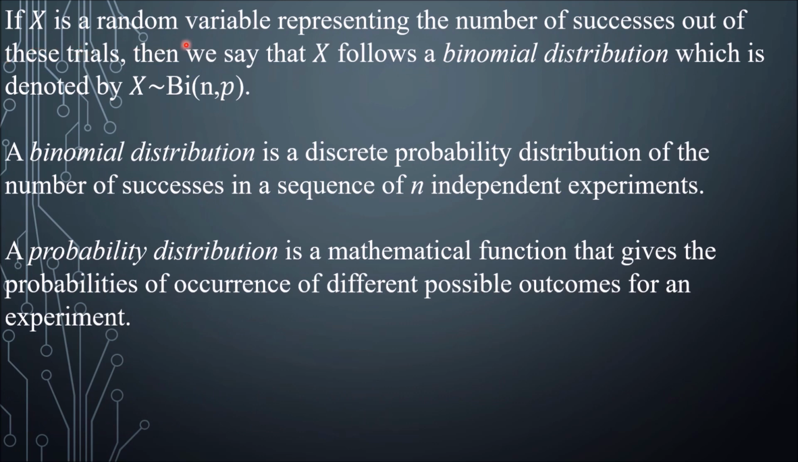If X is a random variable representing the number of successes out of these trials, then we say that the random variable X follows a binomial distribution, which is denoted by this symbol. A binomial distribution is a discrete probability distribution of the number of successes in a sequence of n independent experiments. When we say probability distribution, it is a mathematical function that gives the probabilities of occurrence of different possible outcomes for an experiment.